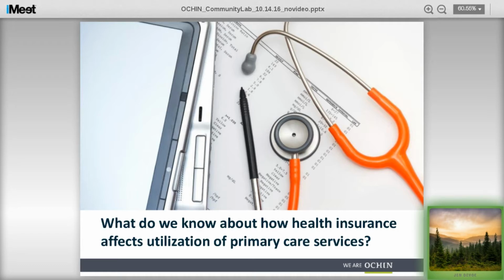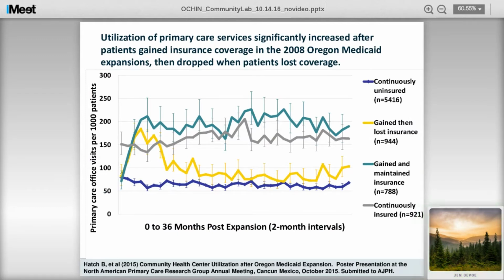So here are some examples of some of the questions that we've been able to ask with our data and information. We have over 20 ongoing studies now, and so this is just giving you a few examples. Certainly you can visit the OCHIN website or contact folks at OCHIN if you want additional details about the breadth of the work we're doing. So here's one question that we asked back when folks were expanding the Medicaid program in Oregon. What do we know about how health insurance affects utilization of primary care services?